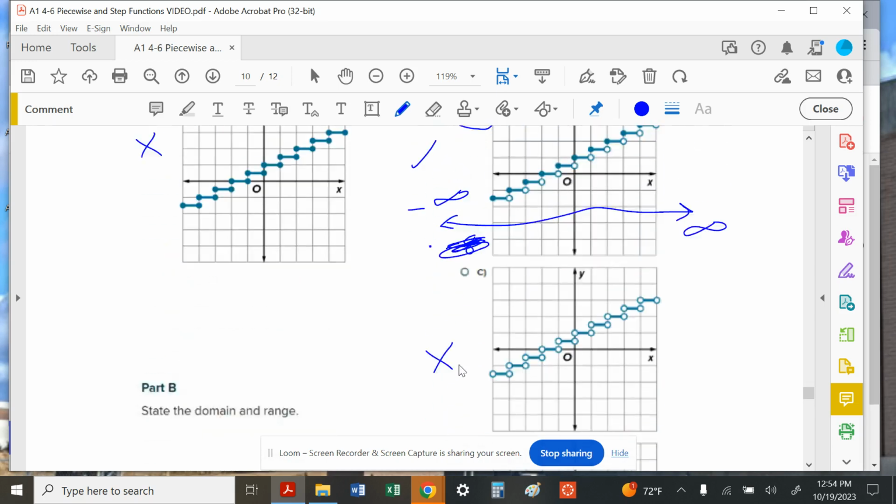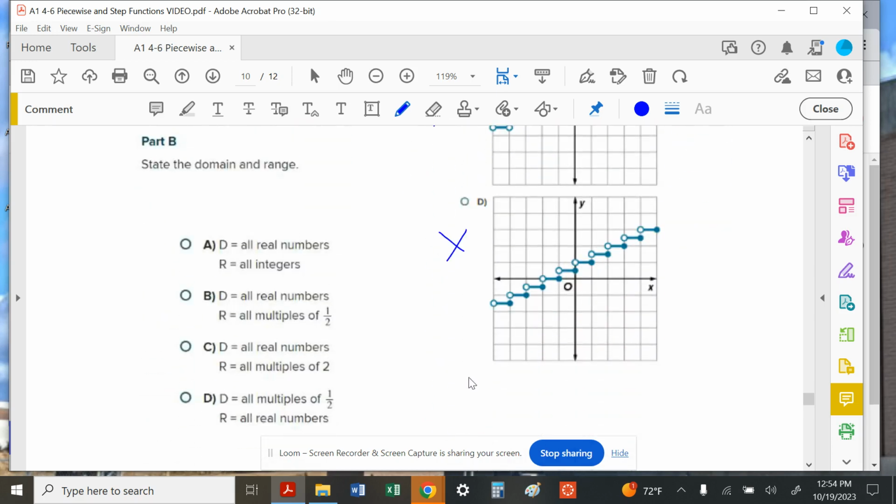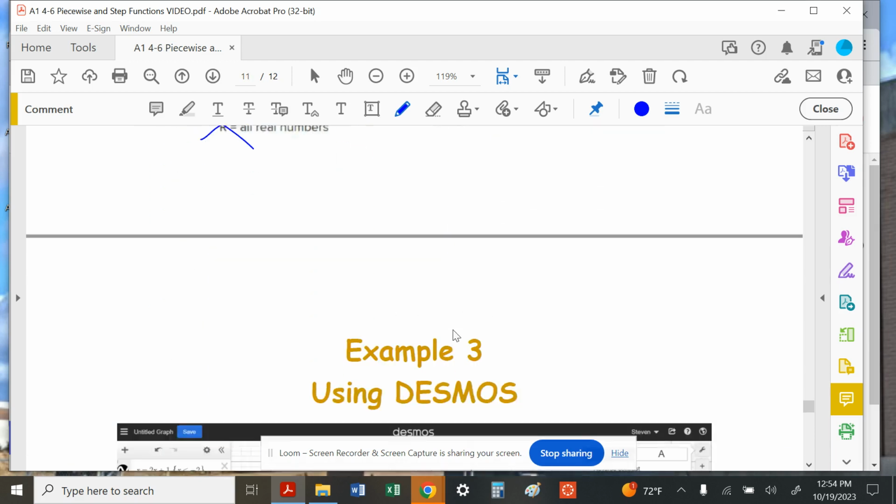So we're going to take a look at first, the domain is all real numbers, which is all of them. Oh, no, domain is not all of them, so it definitely won't be D. So it's all real numbers, and then the range is all multiples of 1/2. So it would be B. Okay, so hopefully that helps.